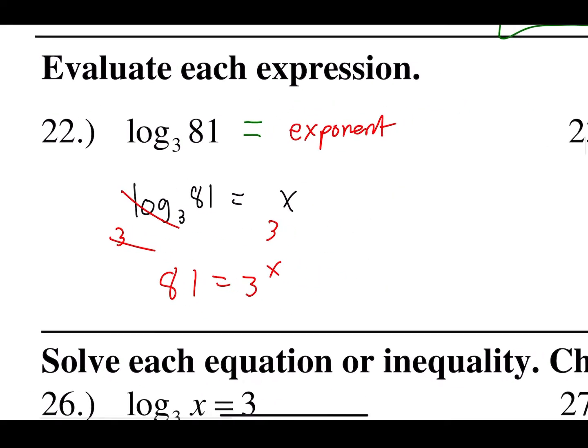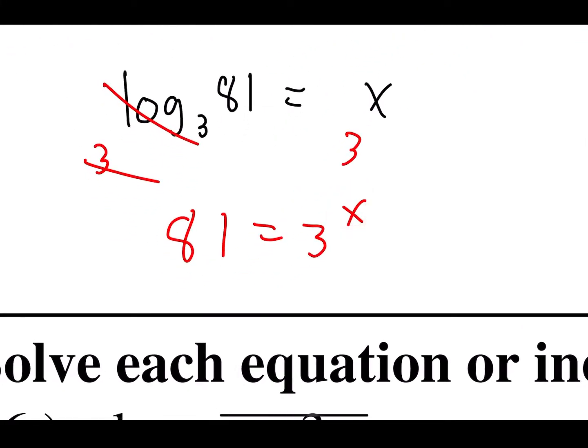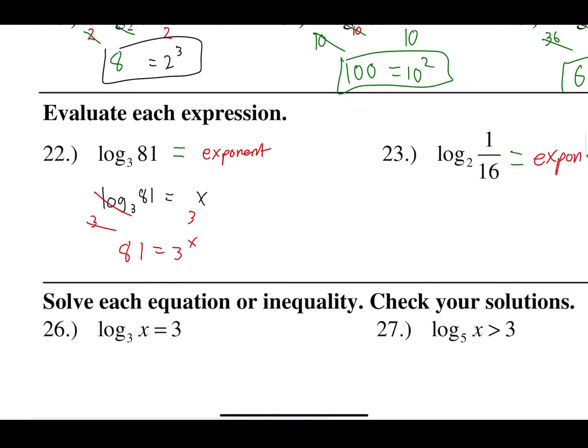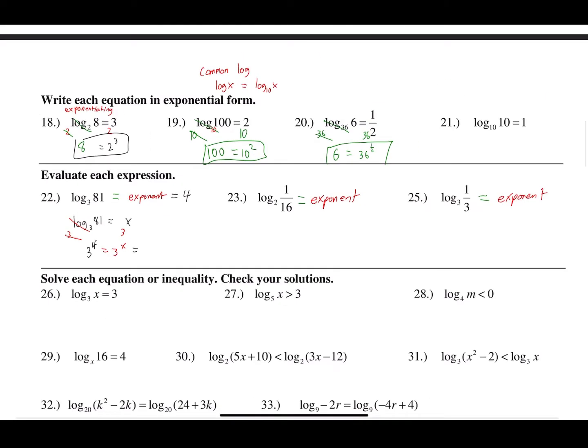And it becomes super clear what this question is asking for. X is the exponent. Well, what's the exponent that relates 81 and 3? It's 4. 3 to the 4th power is 81, so the answer to this question is 4, because 3 to the 4th power is 81. Sorry, I read that here. 3 to the 4th power is 81.